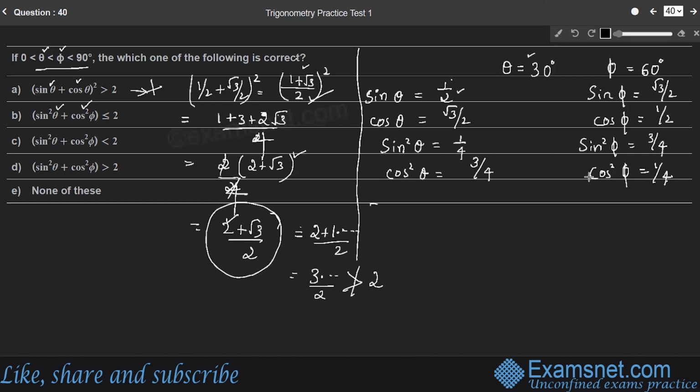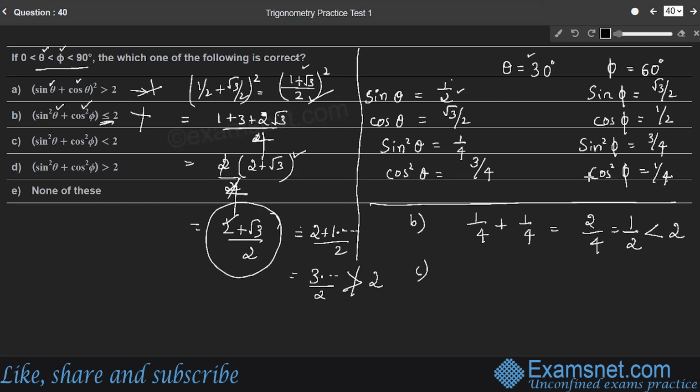Let us take the second option. Sin square theta plus cos square pi. Sin square theta is 1 by 4 plus cos square pi is also 1 by 4, which is equal to 2 by 4, which is 1 by 2. According to the option, it should be less than or equal to 2. So 1 by 2 is less than 2, not equal to 2. Therefore the second option is not correct.